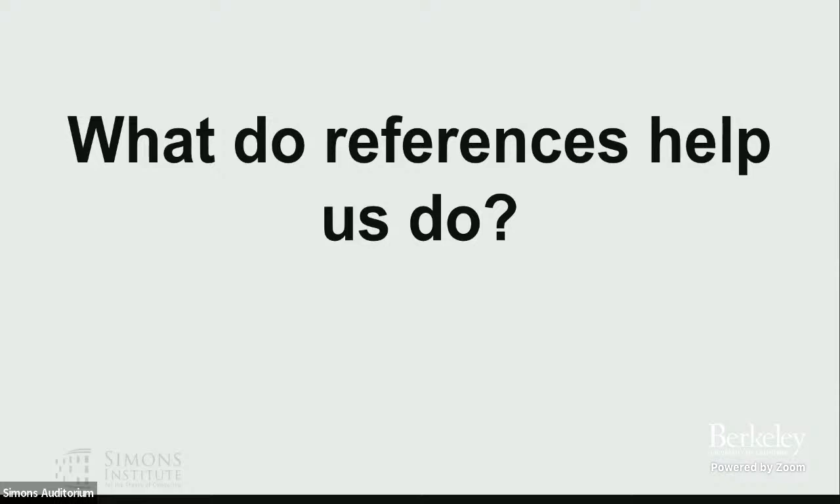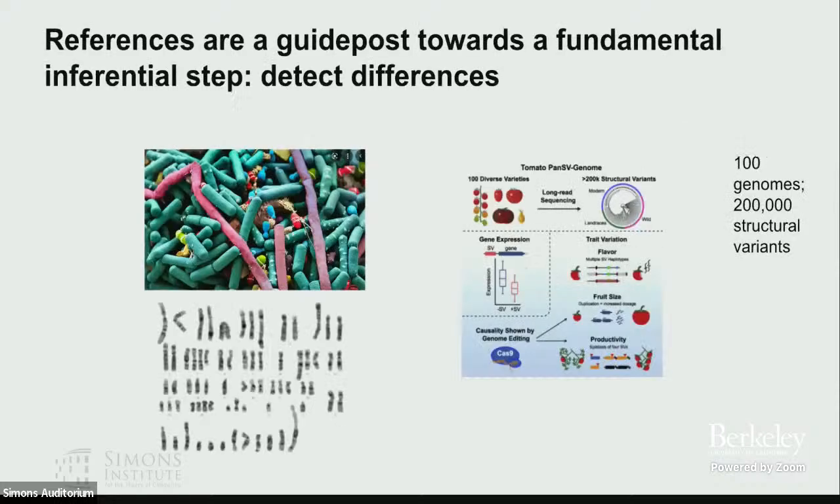Okay, so I'd like to just ask, why do we use references? I mean, alignments are useful, but why are we actually using them? I would say one of the major reasons that we use reference genomes is as a guidepost to the fundamental scientific step, which is inference of differences between conditions.